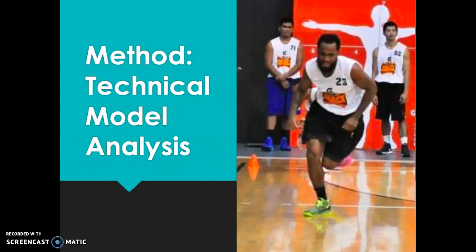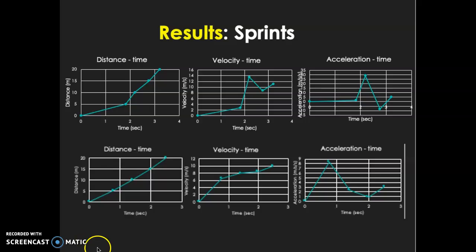The first results are for our sprints. You can see for the results of our sprints, there are 3 different graphs that we are able to get from our results. These are distance, velocity, and acceleration. As you can see here, there are 2 sets of results. The top set is my player, and the bottom set is the model player.